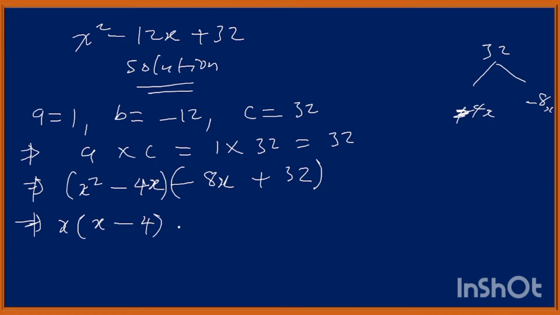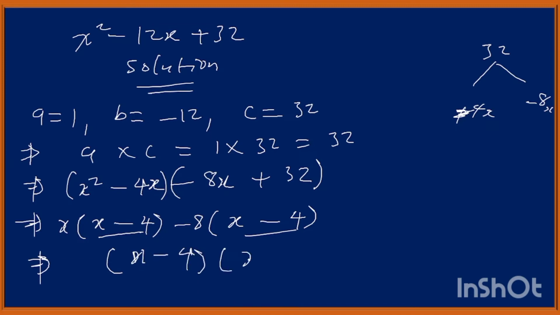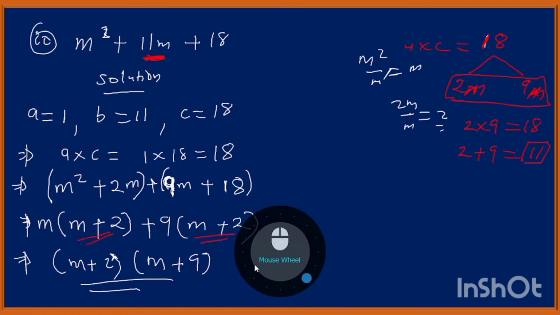So that's the factorization process. So this is minus 8x plus 32. What is common? Minus 8 is actually common, because minus 8x can divide minus 8 to give me x, and 32 can divide minus 8 to give me minus 4. As you can see, what we have in this bracket is the same thing. That shows we are correct. So this is x minus 4 into x minus 8. So that comes to the end of factorization of quadratic expressions.